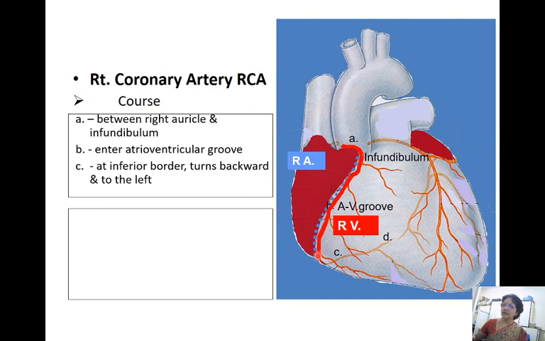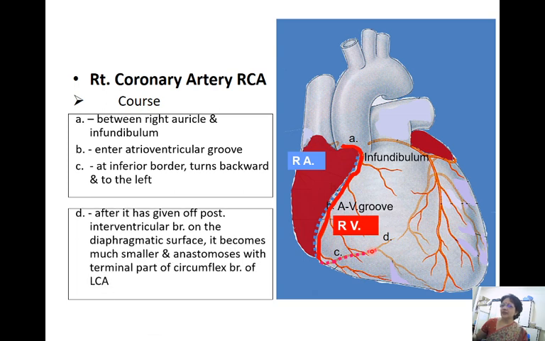When the entire artery arrives here, by this time it has given off some branches. By the time it comes here, it turns backwards onto the backside, and to the left. So this will turn backward and to the left, going on the back.